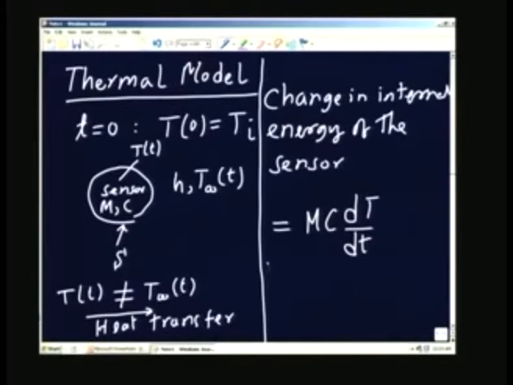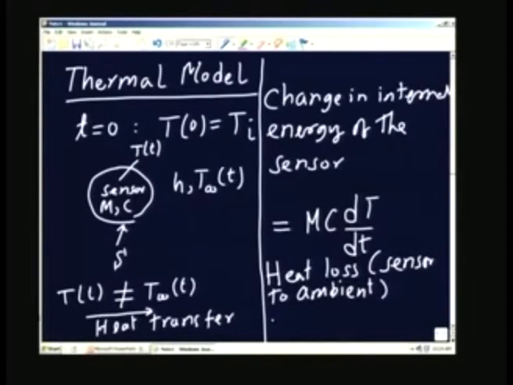And the heat loss from the sensor to the ambient, whose temperature is what I am trying to follow, is given by hS(T minus T infinity). Both are of course functions of time. I am not showing it specifically here, and it is understood that both temperatures T and T infinity are essentially functions of time.